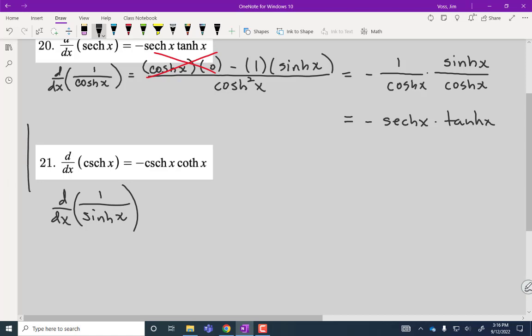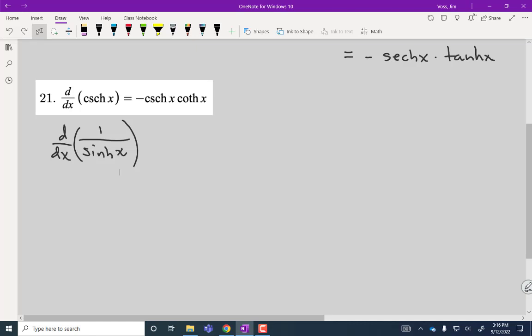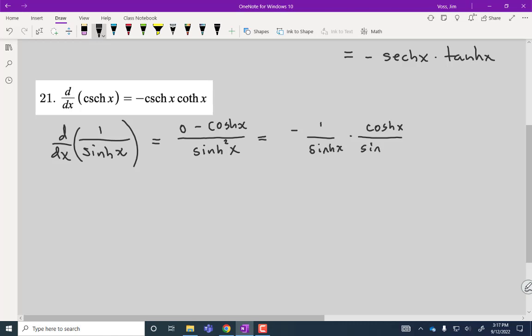No problem. Little quotient rule reminder. So low d high again is zero here. Minus high d low is minus cosh. And then over low squared is sinh squared. And then again, we can just split this into two fractions. We'll write cosh as one times cosh. Make that a sinh, a cosech, and then we end up with minus cosech cotanh. We're using our two basic facts.